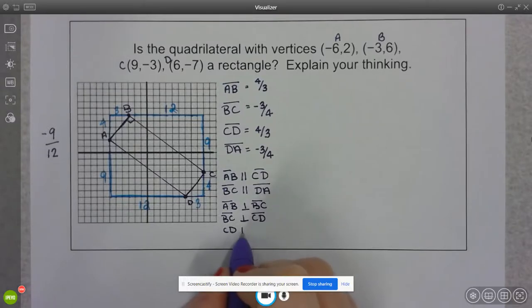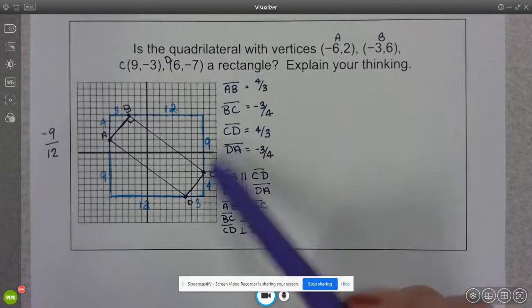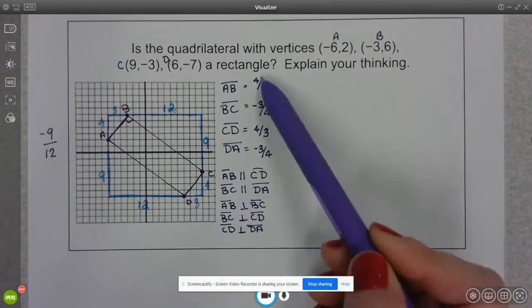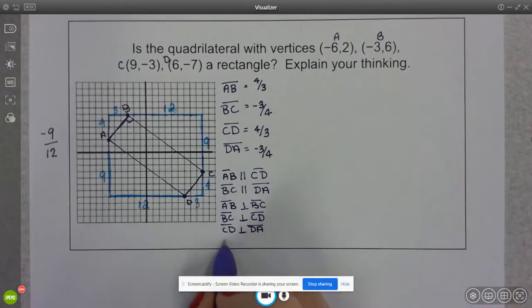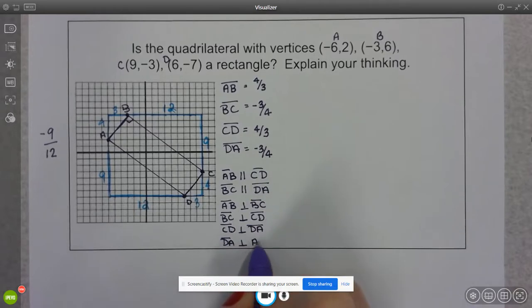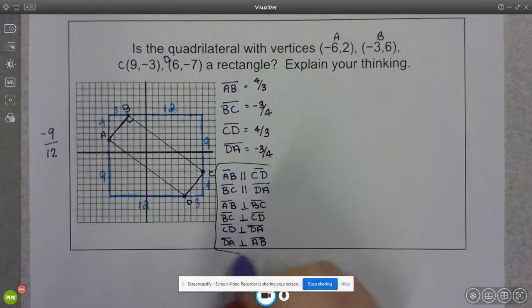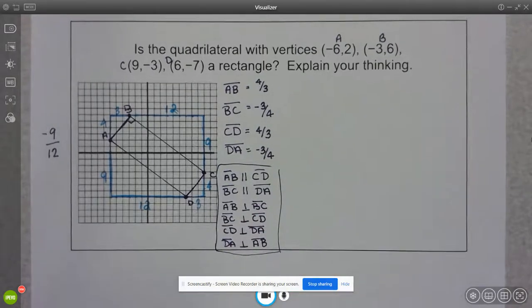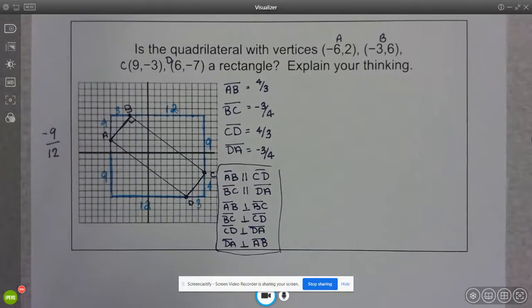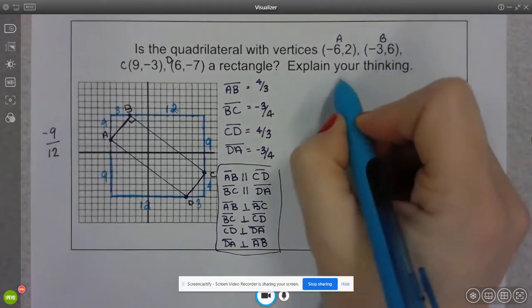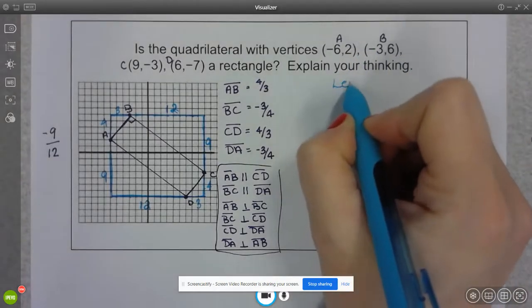So I have CD being perpendicular to DA. And then last but not least, AB and DA. So I have DA being perpendicular to AB. All right, this is part of our answer. That means all the sides requirements with the angles and being parallel and perpendicular are met. Now we need to talk about the distance or the length of these sides.